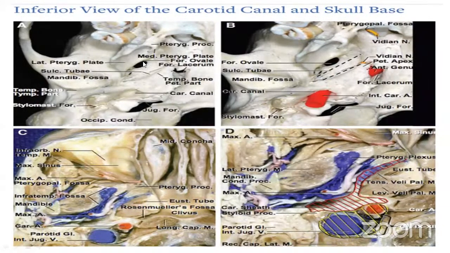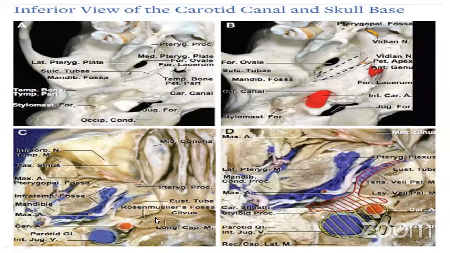lying here, connecting the infratemporal fossa to the middle cranial base or the middle cranial fossa. Here would be the foramen spinosum, again connecting the infratemporal fossa to the middle cranial fossa. Same picture, magnified view: stylomastoid foramen, carotid canal. In this figure we will be seeing this region which encloses the infratemporal fossa, and this region which is the fossa of Rosenmüller or the pharyngeal recess, also called the parapharyngeal fossa.